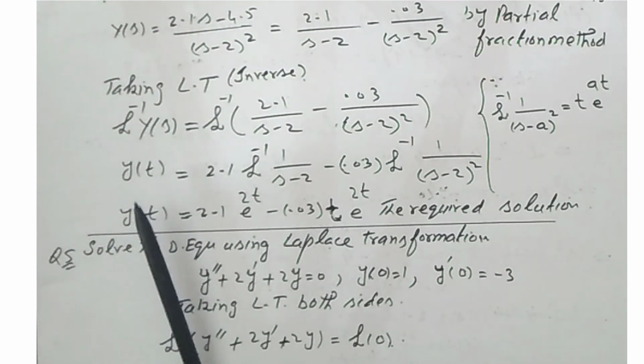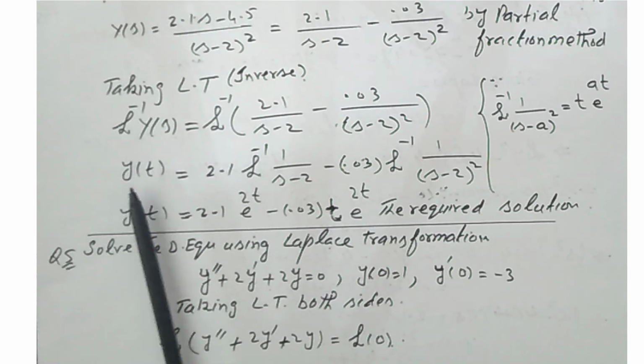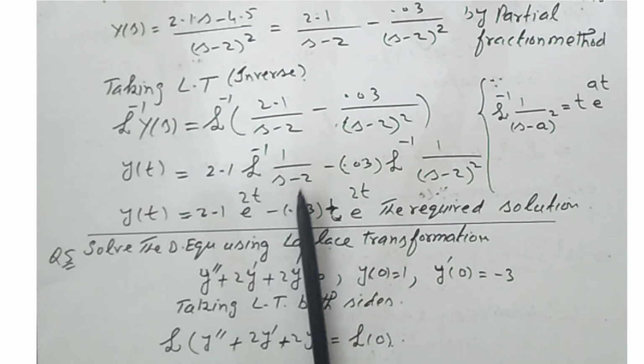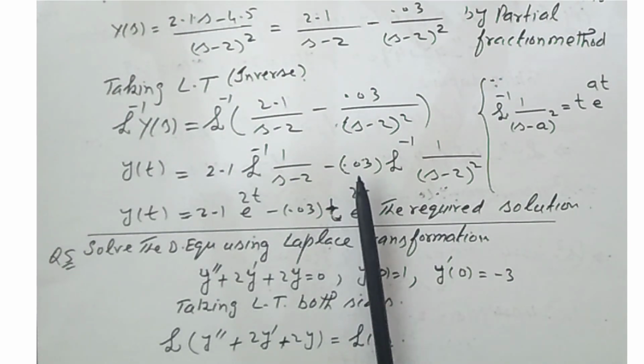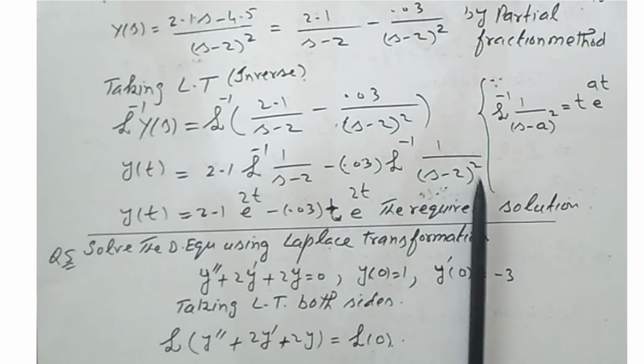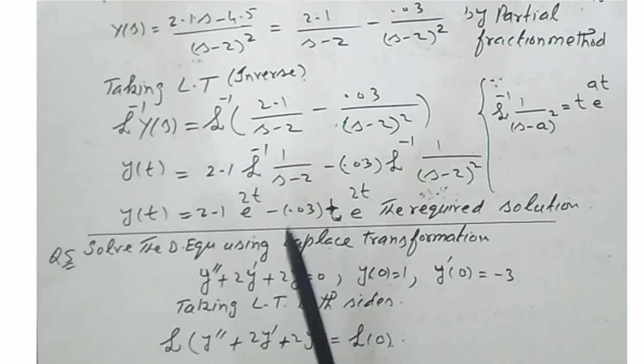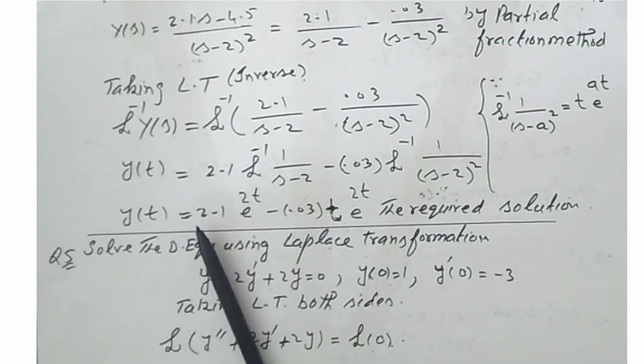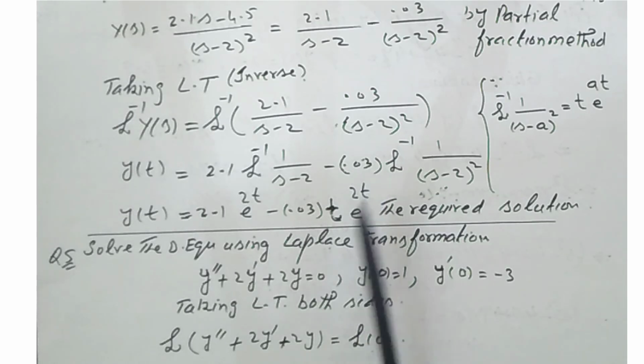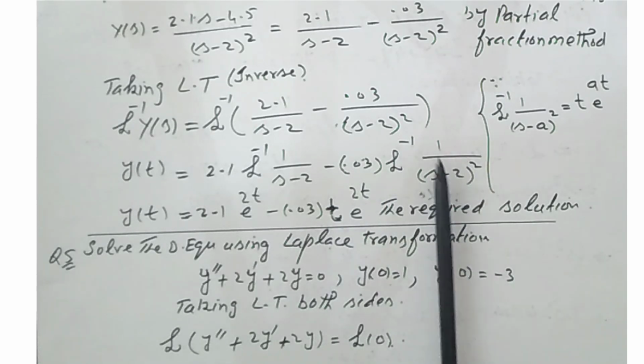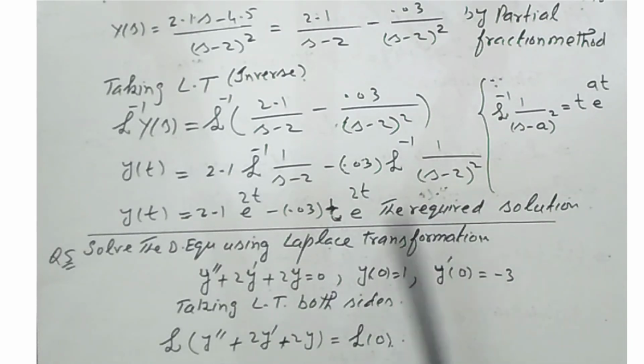So this is equal to y(t) = 2.1 L⁻¹{1 / (s - 2)} - 0.03 L⁻¹{1 / (s - 2)²}. So again using this formula, this can be written as 2.1 e^(2t) minus 0.03, and this is the formula t e^(2t). From this formula, this becomes t e^(2t), the required solution.